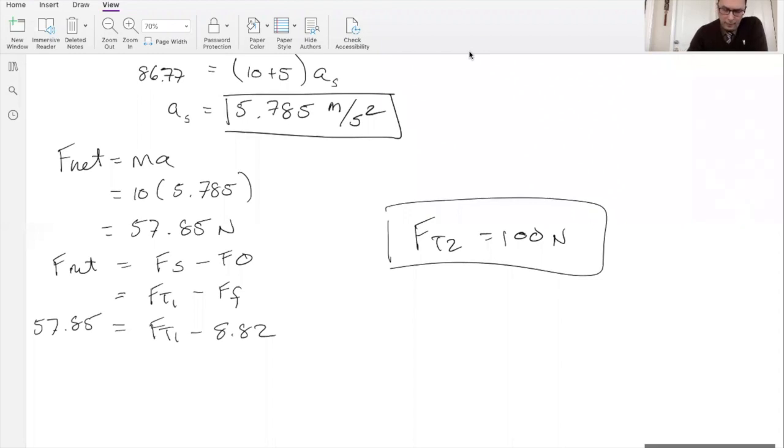Okay, so what we have here is, let's solve now for force of tension 1. I'm going to add the 8.82 to both sides. That's 57.85 plus the 8.82, and I get a 66.7 newton force for FT1. And I already know that FT2 is 100. So that's how I solve for the two forces here and the acceleration.